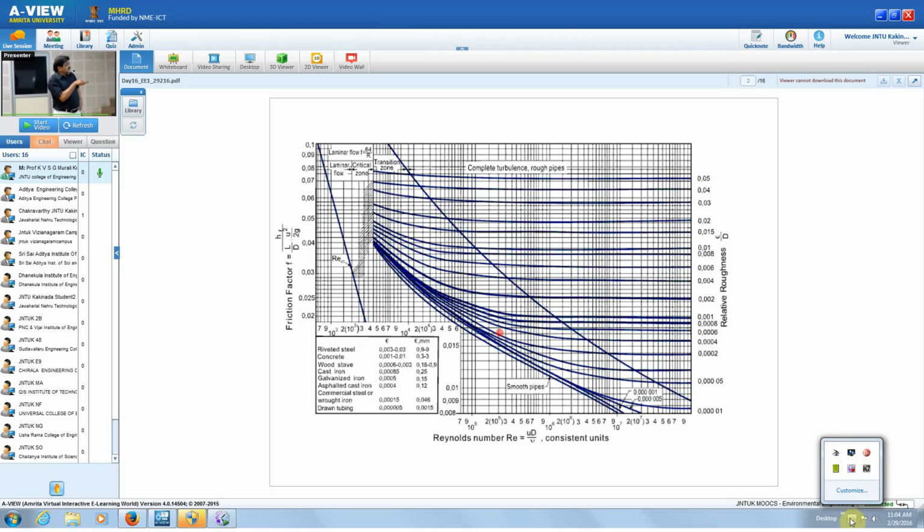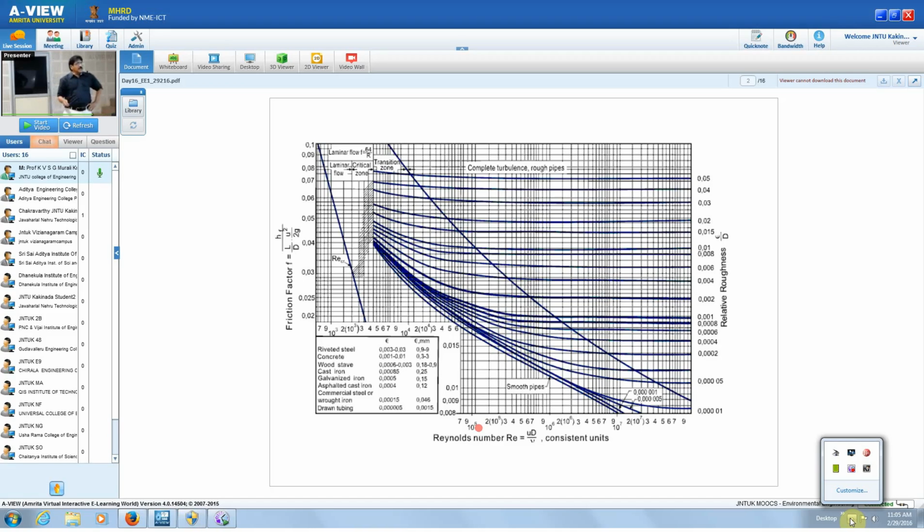So this is the Reynolds number, x-axis. Reynolds number is 2000 here. This represents a Reynolds number of 4000. This represents a Reynolds number of 10 cube. This is 10 to the power of 4, that is 10,000. This is 1 lakh, this is 10 lakhs, like that.